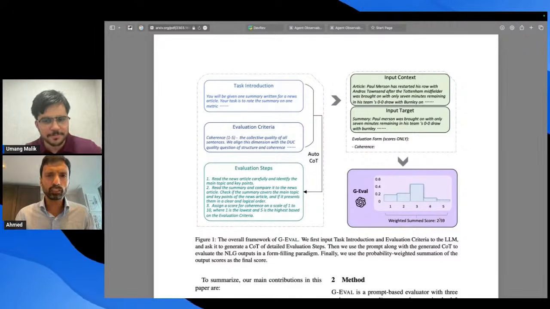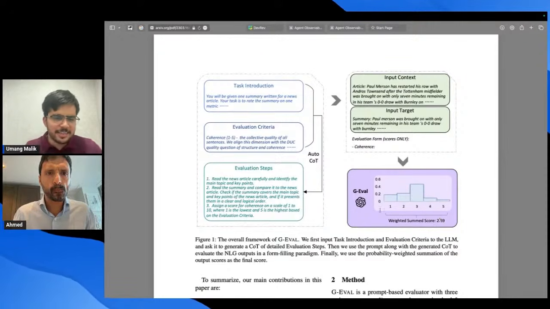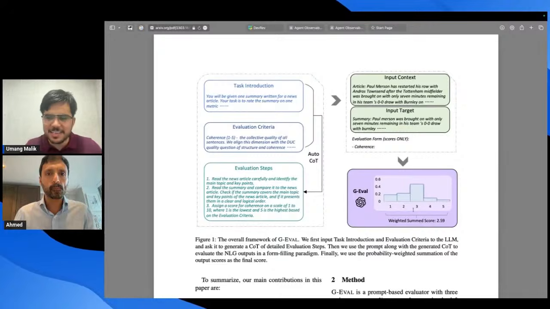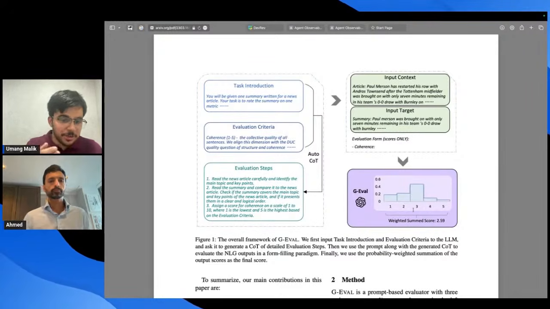Very nice. Anything else in this paper that you wanted to highlight? Yeah, mainly this was perhaps the most interesting thing. There are a couple of libraries which are built on top of this.